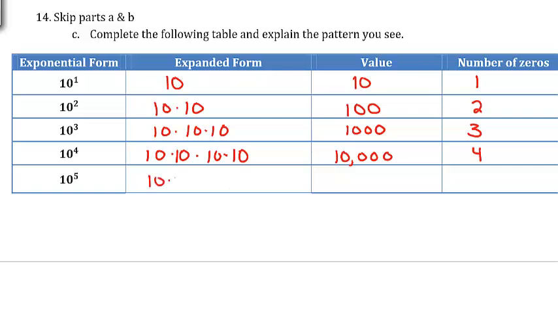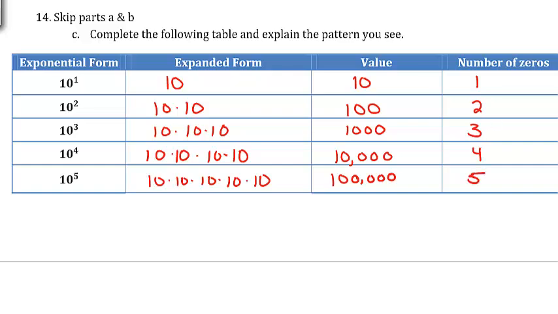And then 10 to the fifth is 10 times 10 times 10 times 10 times 10. 10 being multiplied by itself 5 times. And again, you could do that on your calculator if you wanted. And if you do that on your calculator, you will get 100,000. And so that has 5 zeros.